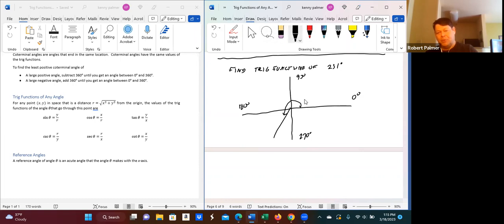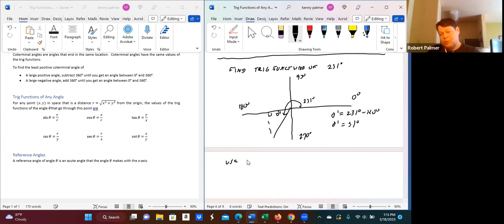Just bear with me here, I'm having trouble writing today. Okay, so we do a reference angle, make a little triangle again. So this angle theta 1 is going to be the angle minus 180. So 231 degrees minus 180 degrees, and that's going to turn out to be 51 degrees, which is true, but that's not a special triangle. What we have to do here then is simply use the calculator.